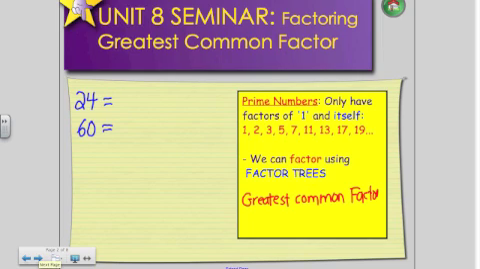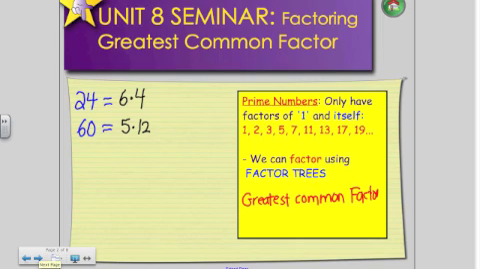Okay, so can someone tell me what two numbers multiply to 24? Diana? 6 and 4, good. And what two numbers multiply to 60? Yep, Marvin? 5 and 12. Okay, good. So now we're going to keep going until we have prime numbers.